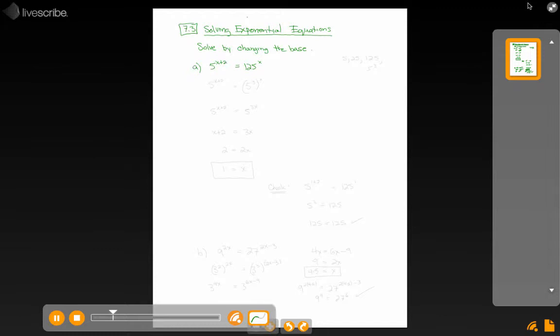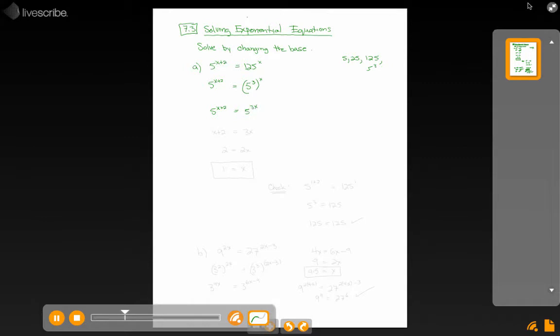125 is a power of 5. So if I leave the left side here alone, I can replace 125 with 5 cubed. Because 5 times 5 is 25, and then 25 times 5 is 125. So this is 5 cubed. So I then have 5 to the x plus 2 equals 5 to the 3x.